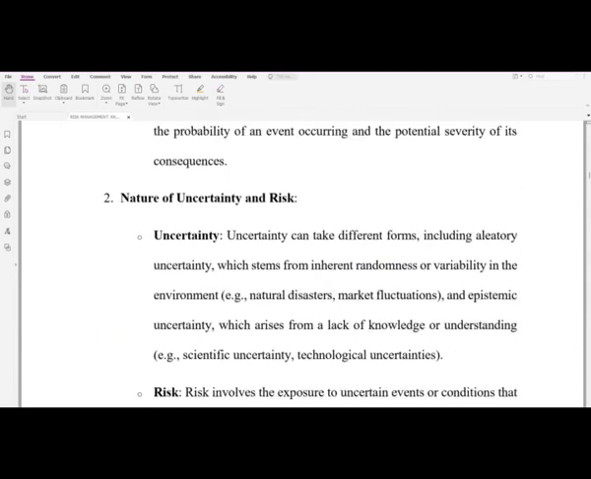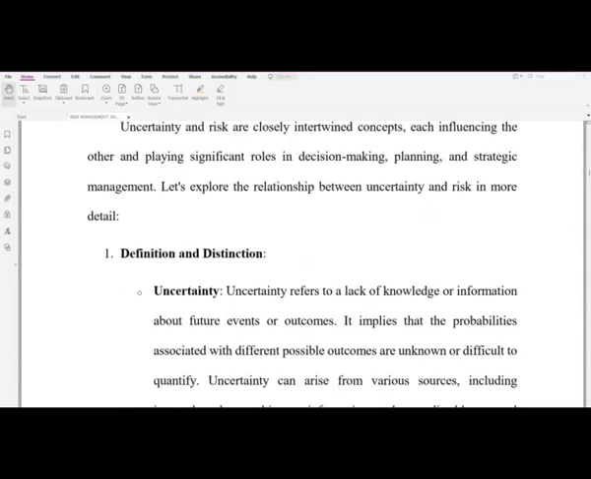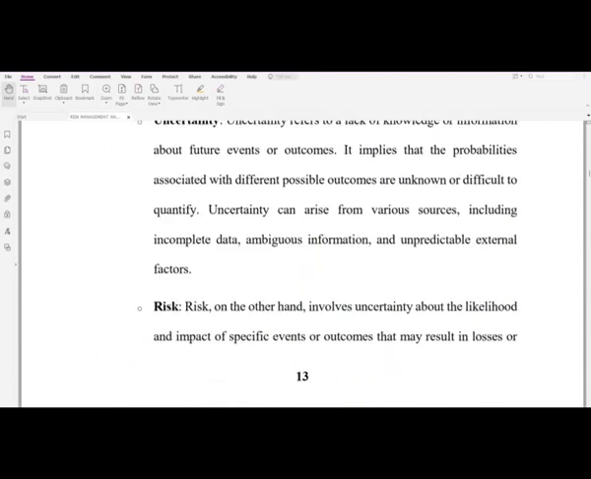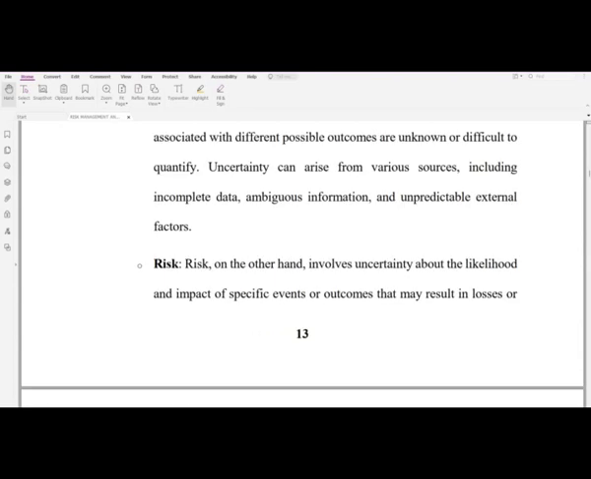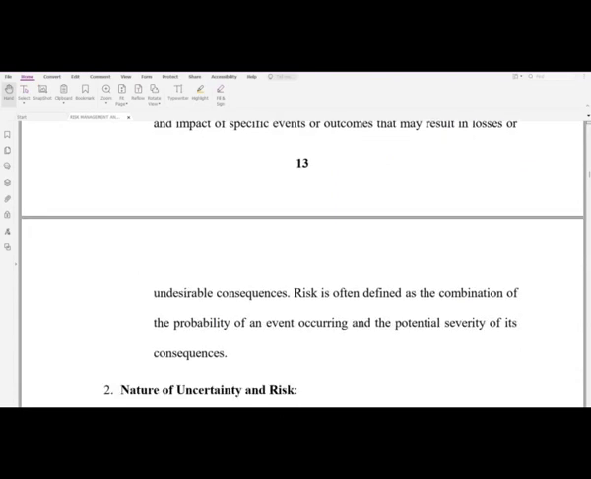Nature of uncertainty and risk. We have defined and distinguished between uncertainty and risk. Having a lack of knowledge or information about future events or outcomes, that can be termed as uncertainty. And in most cases, we have defined risk as the combination of the probability of an event occurring and the potential severity of its consequences. That is under definition and distinction.